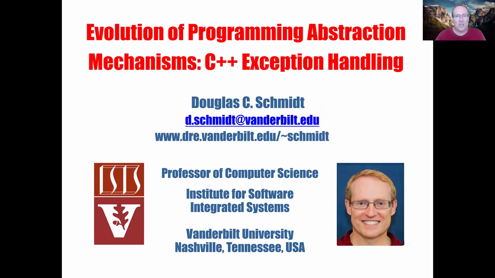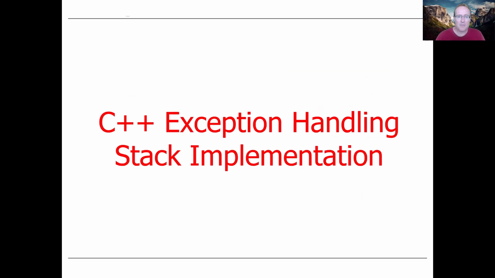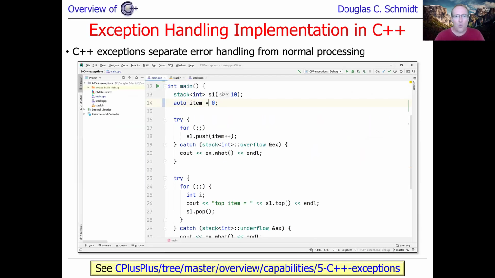So let's use this as an opportunity to transition into the discussion about exception handling. We're going to take a look at one implementation of exception handling. There aren't that many different ways to do it for what we're intending its purpose here. And so we're going to take a look at the example, and you're going to be able to find that example in my GitHub repository down in the C++ overview capabilities folder in the 5-C++ exceptions subfolder.